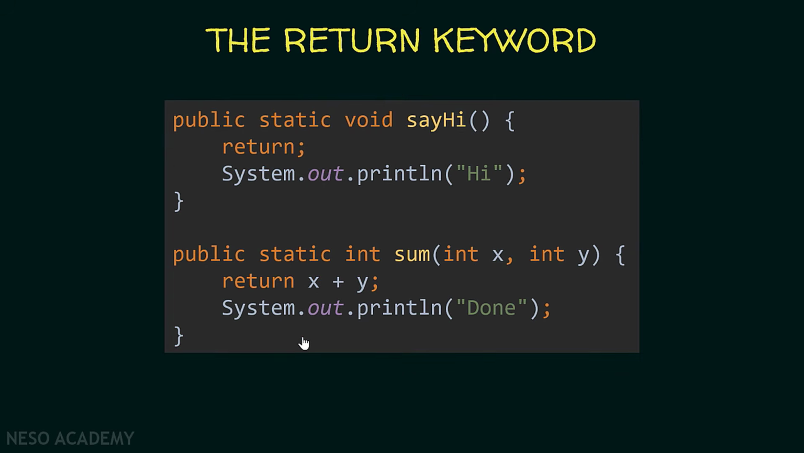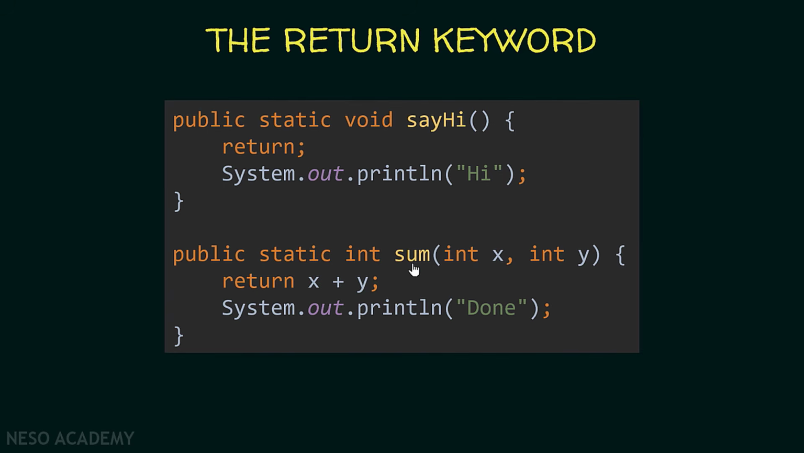Let me show you other examples. Suppose that this is our SAYHI method. So first of all, we are executing return and after that we are printing hi. So as I said, when the return statement is executed, we will exit the method. So whenever we call the SAYHI method, the first thing that we will do is that we will exit the method. So we will never execute this statement over here. So this statement is unreachable. It will never be executed.